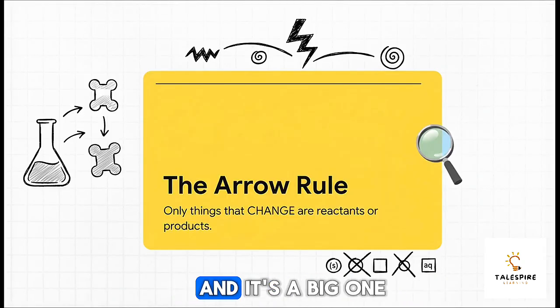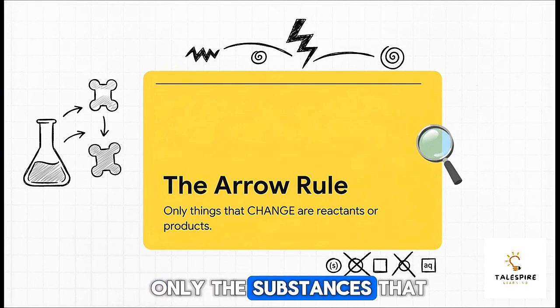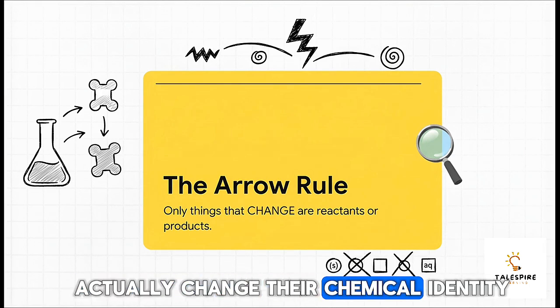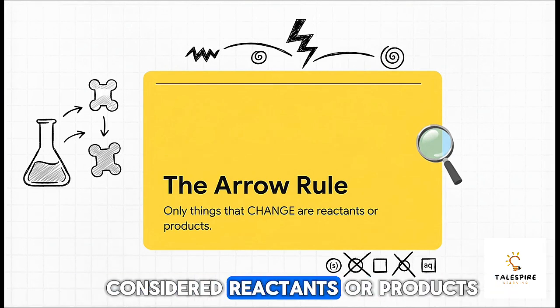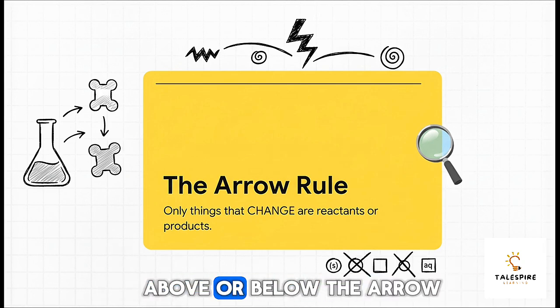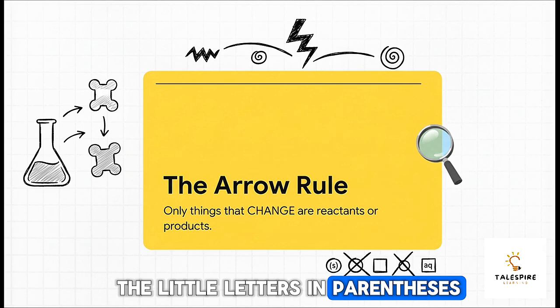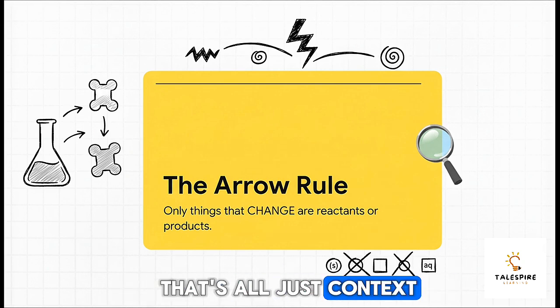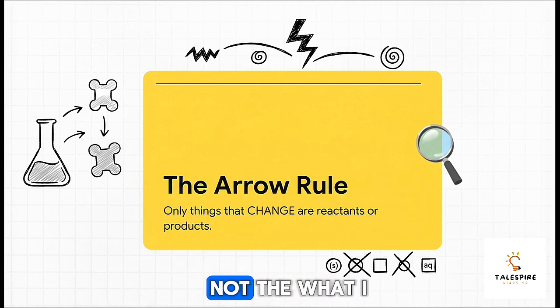Okay, here's the rule, and it's a big one. Only the substances that actually change their chemical identity during the reaction are considered reactants or products. Everything else you see, the symbols above or below the arrow, the little letters in parentheses, that's all just context. It's the how or the where, not the what.